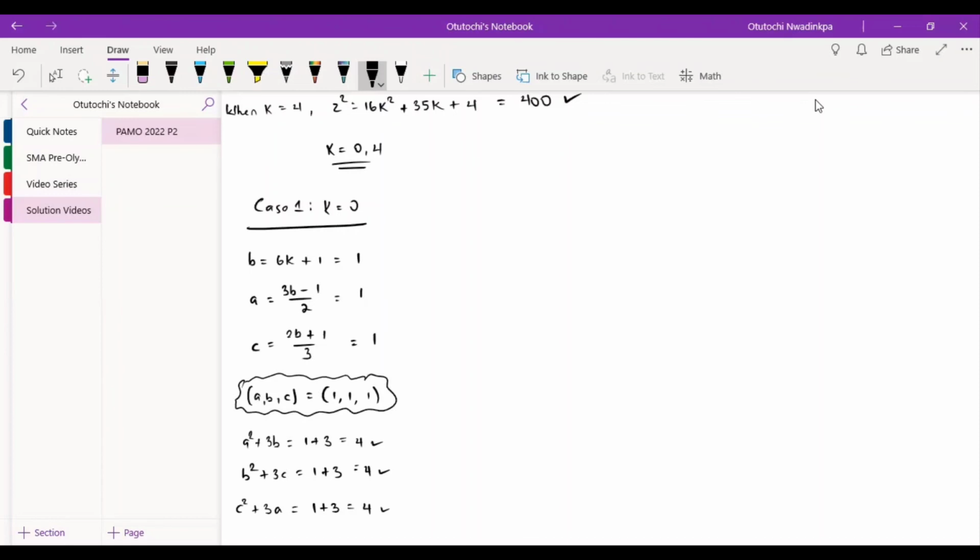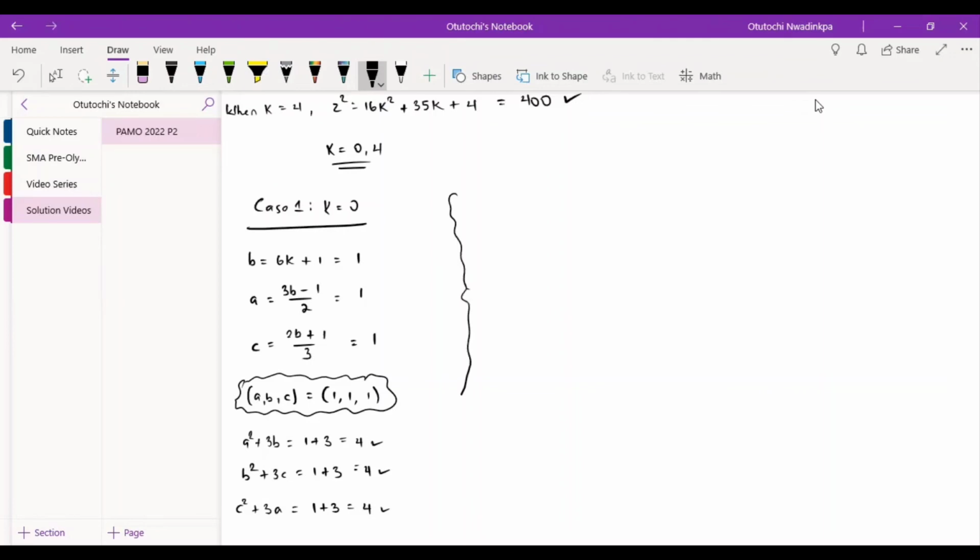So if you actually tested values at the beginning, this would have maybe been the first solution we get, because it's very easy to recognize. Just plug in 1, 1, 1, and notice that they are all squares. So that's that for this case. Now let's try the second case, case 2.